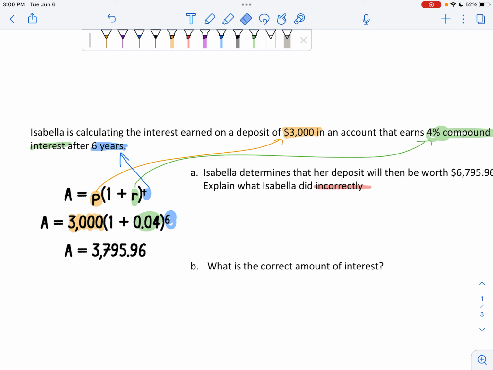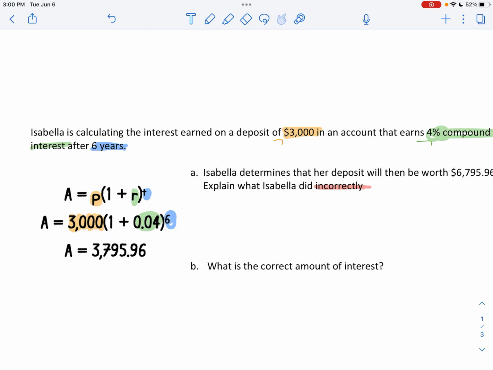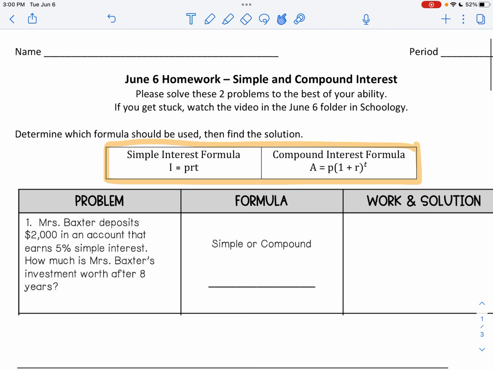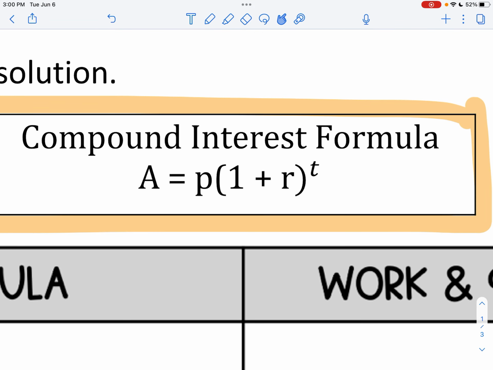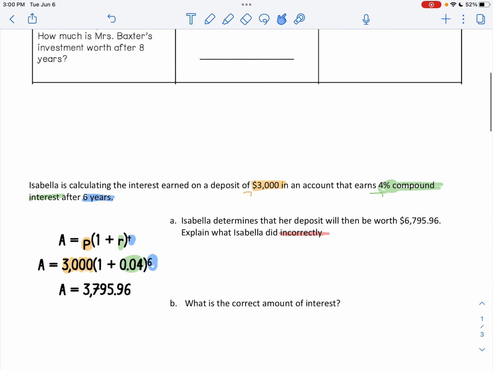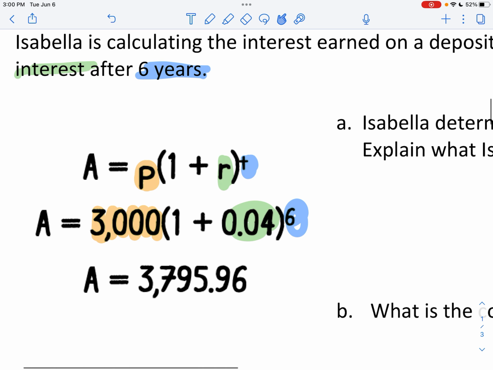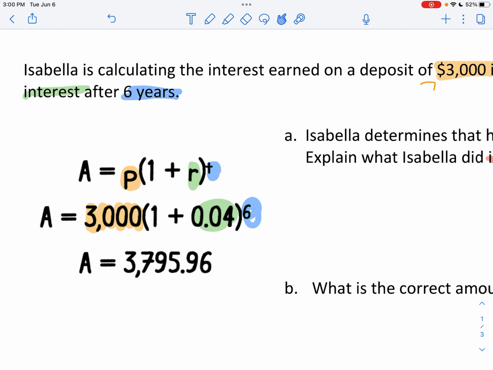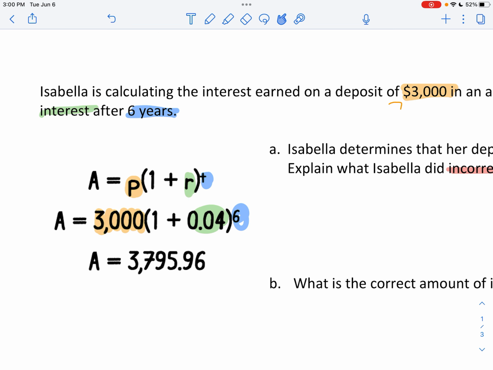I also know, you might not know, but I do know that this is the correct formula for compound. Go back up to the top. A equals P parenthesis 1 plus R parenthesis to the power of T. That's exactly what she wrote. All right, so let's put it in a calculator and see if she just made a mistake putting it in a calculator.